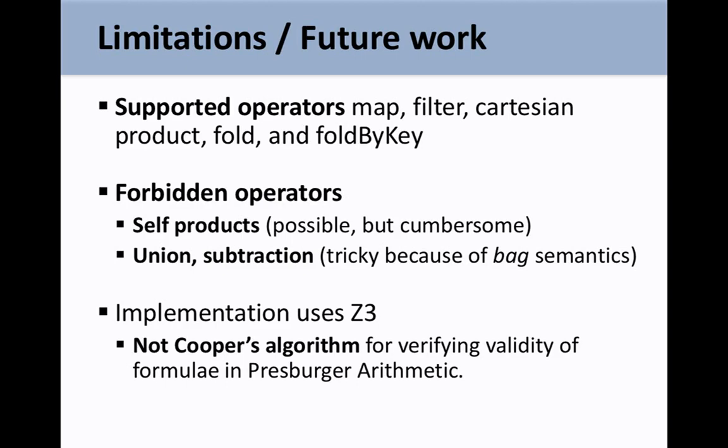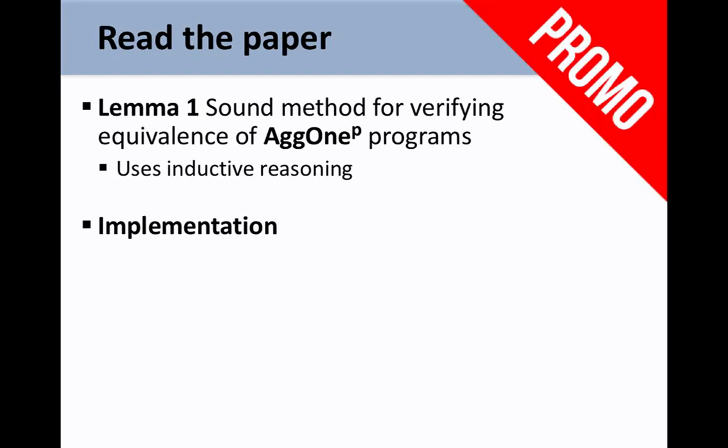Spark, recall, operates on bags, not on sets, and handling intersection, union, and subtraction with bag semantics is much more complicated than with set semantics. And also for efficiency reasons, our implementation doesn't use the complete Cooper algorithm, but uses Z3, although in our implementation we saw that this actually works quite well.